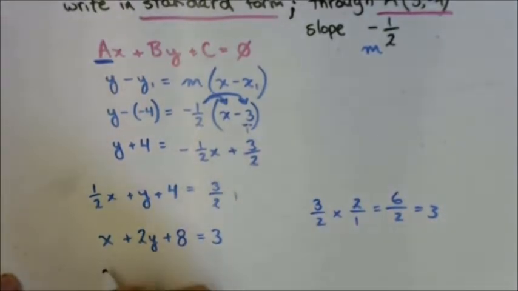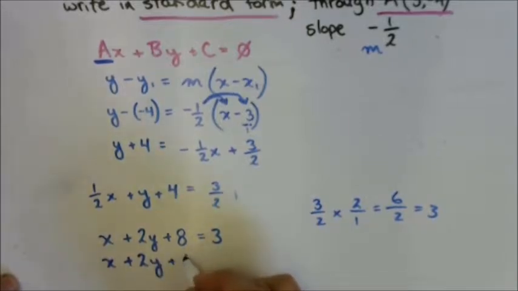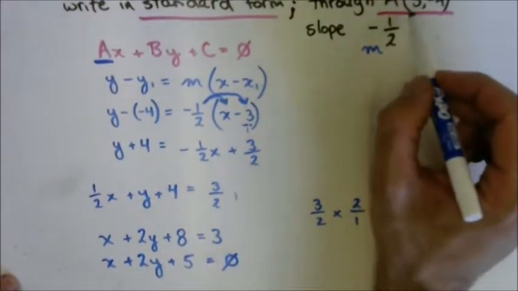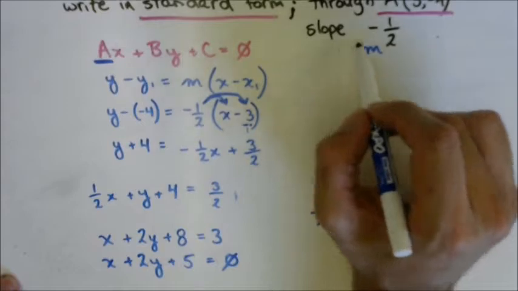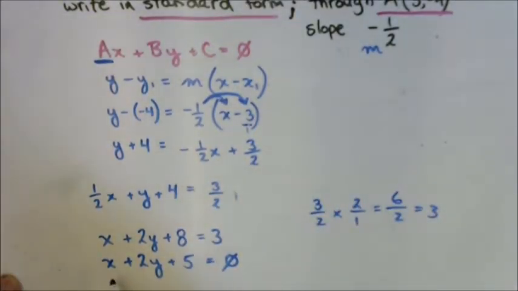Now I just subtract 3 from both sides. Make sure I have my placeholder on the right-hand side here. And the equation in standard form for the line that goes through the point A at 3, negative 4 and has a slope of negative 1/2 is x plus 2y plus 5 equals 0.